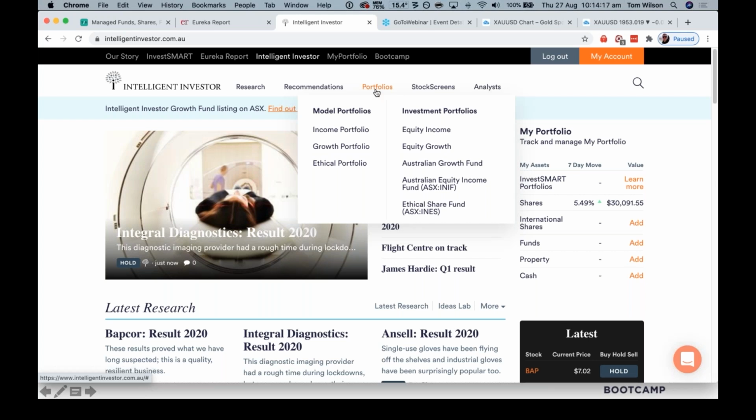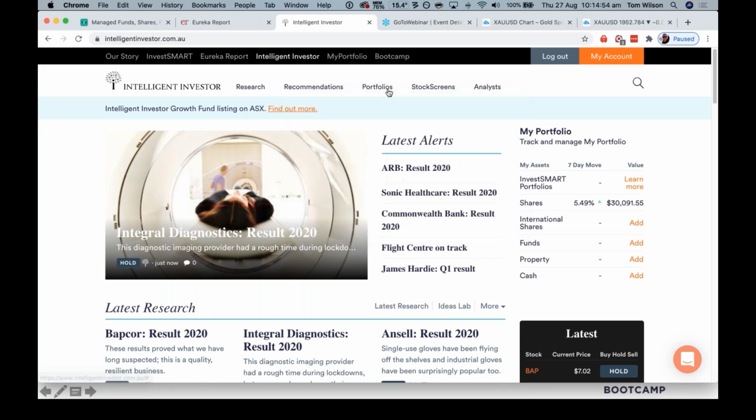On the right-hand side, you've got investment portfolios. So you've got Equity Income Growth and the Australian Growth Fund. They're the managed ones, where you can choose to invest some of your money and then it'll be looked after for you. The next two are the Australian Equity Income Fund, which has a little ASX code, INIF, and then the Ethical Share Fund, ASX code INES. Because those trade on an exchange, the ASX in this instance, you can actually buy and sell them like a share.